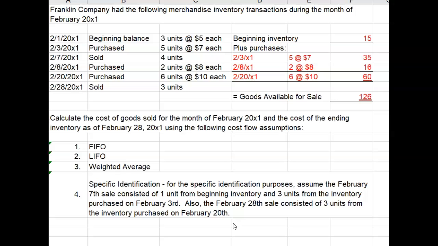So there are a few other companies that can use specific identification. Maybe someone that sells bicycles, that when they buy the bicycles, the manufacturer prints a specific identification number for each different bicycle. Or maybe a jeweler selling high dollar amount jewelry might have a way to specifically identify that diamond ring from this diamond ring. But the normal everyday businesses cannot use specific identification.